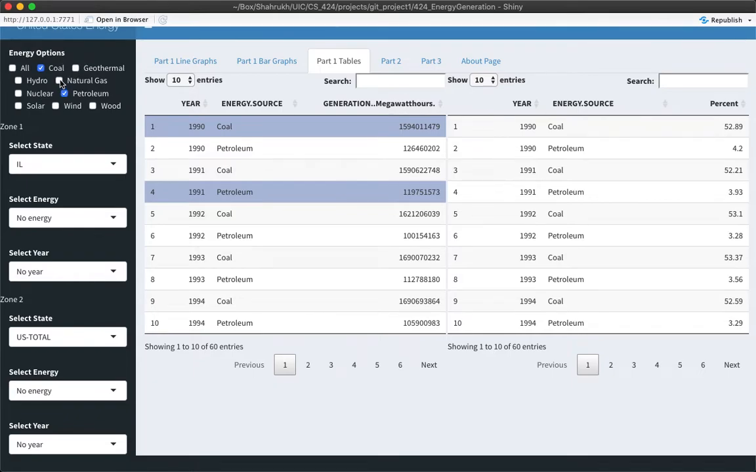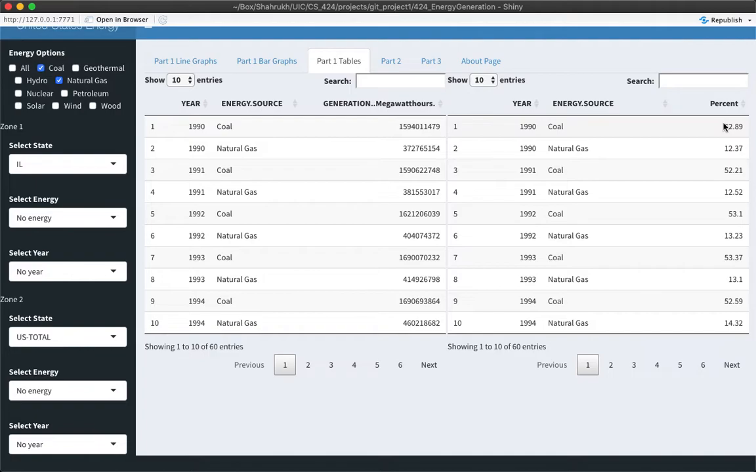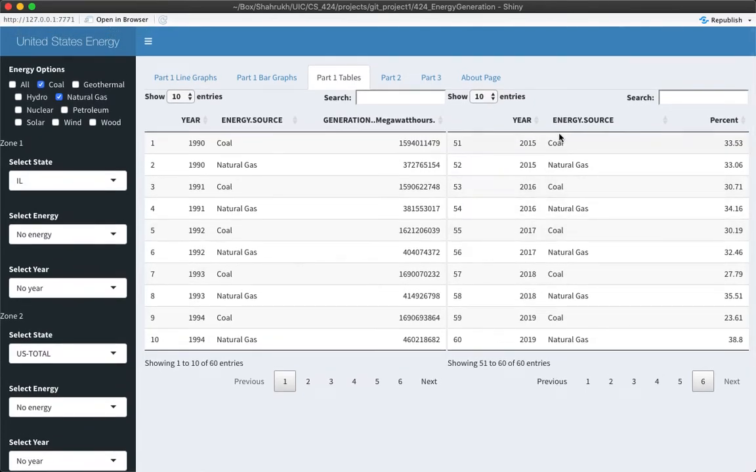So let's say coal and natural gas are the most interesting ones. So in 1990, the percent for coal was 52% and natural gas was only 12%. However, if we go all the way down, then we see that there is a distinct difference. The coal is now 23 and natural gas is 38% of all of the energy used in the United States.